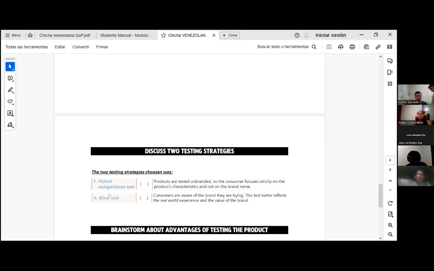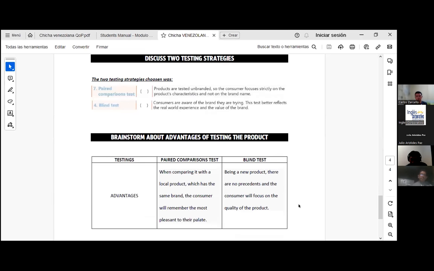The second, we chose a blind test. In this method, the consumers are aware of the brand. They are trying it. This test better reflects the real world experience and the value of the brand. My partners thought about a brainstorm of advantages.